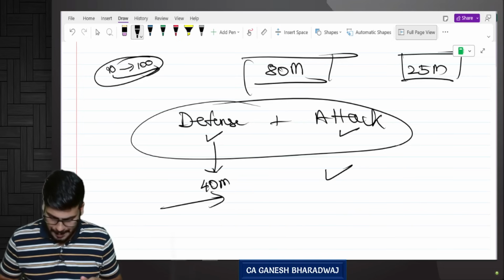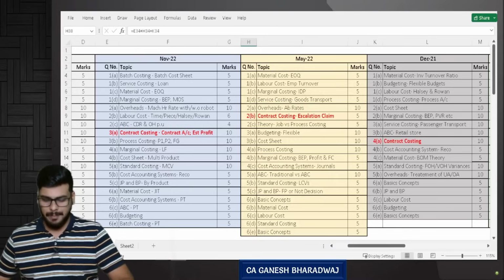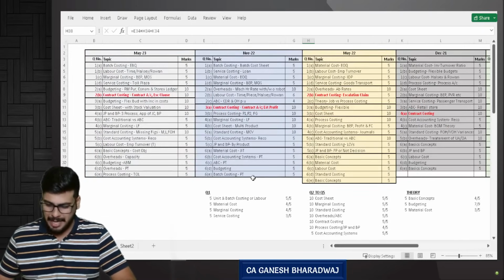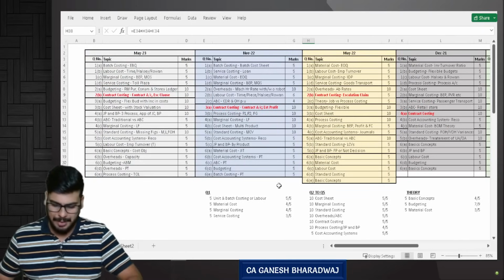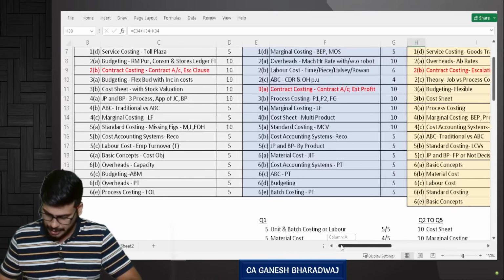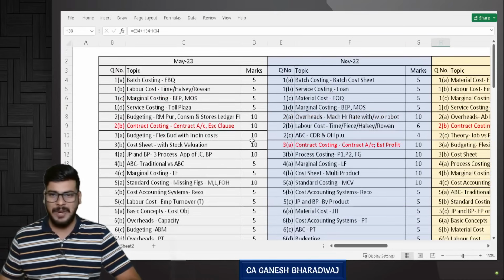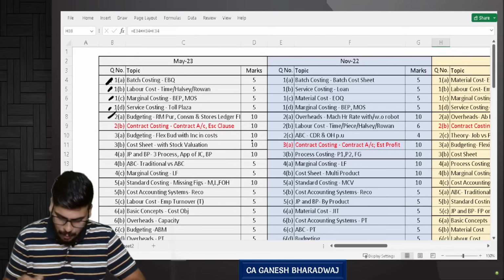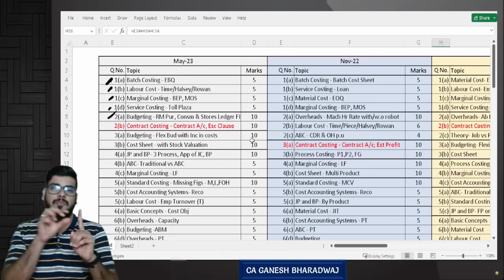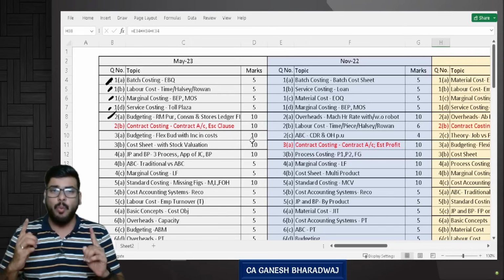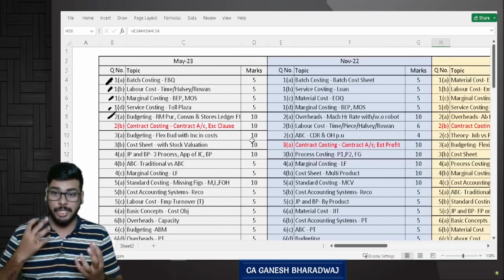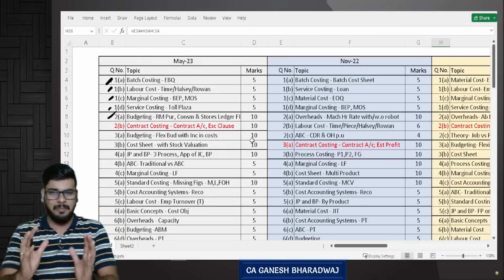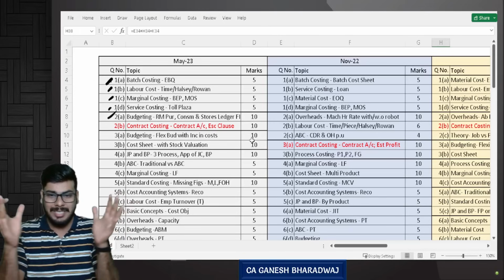Now, guys, look at this. I have analyzed the past exam papers, the past 5 exam papers. For instance, this is the last exam, May 2023 attempt. Question wise, 1A, 1B, 1C, 1D, I have found out from which chapter, from which topic they have picked all these questions. I have been doing this for the last 10 attempts, but what is important right now is the last 5 attempts.